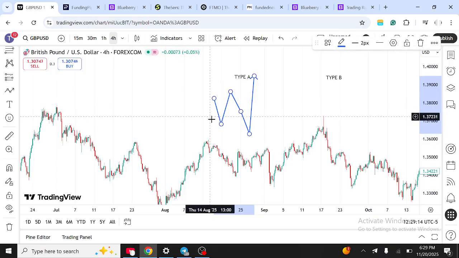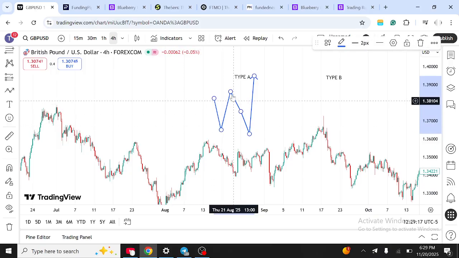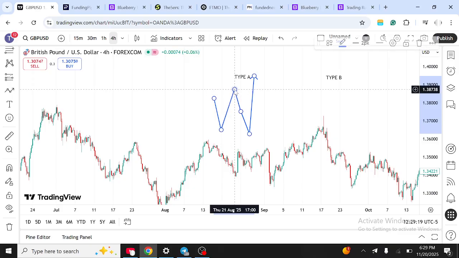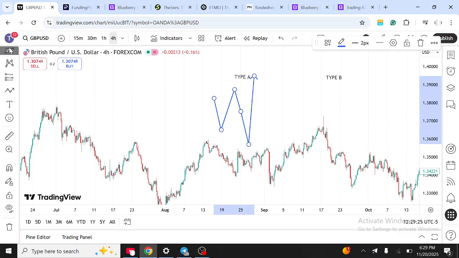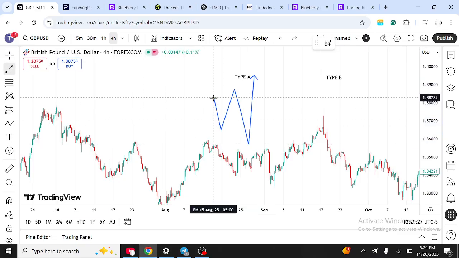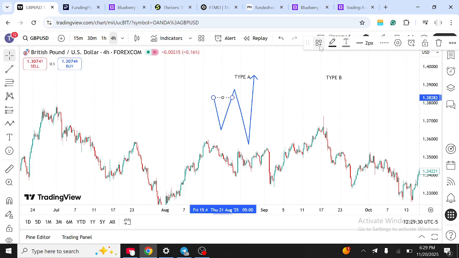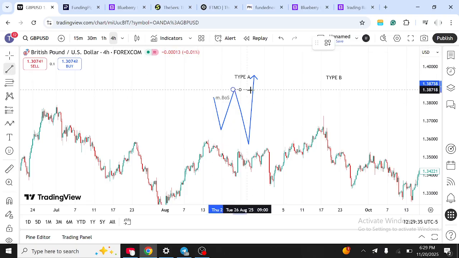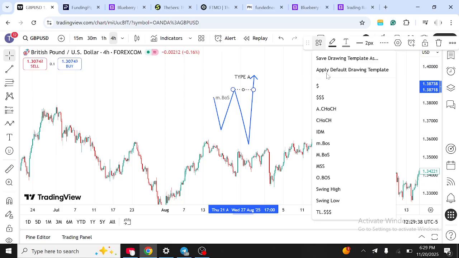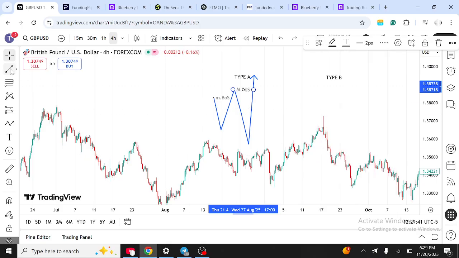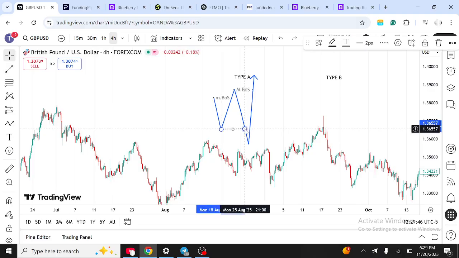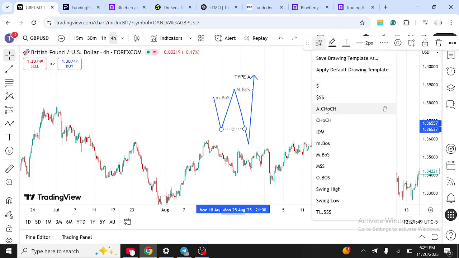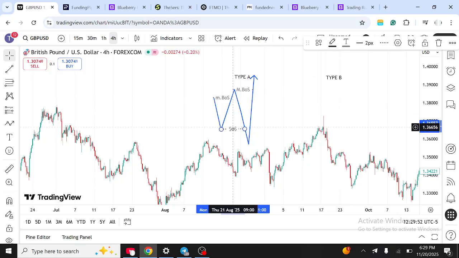Let me put it here. So for type A liquidity concept, we have two break of structures. The first break of structure is what I call minor break of structure, and the second break of structure is what I call major break of structure. And here, where traders would have tagged as their change of character, is where I call the sweep of liquidity, because those traders will be liquidated.